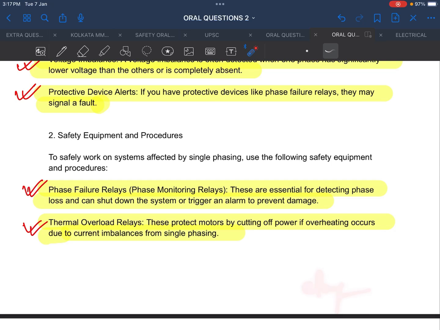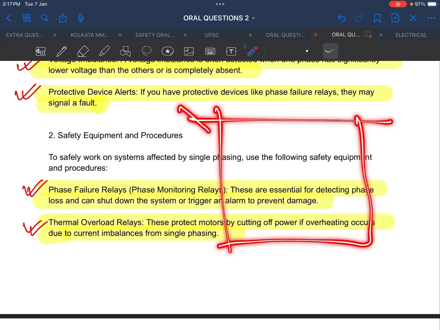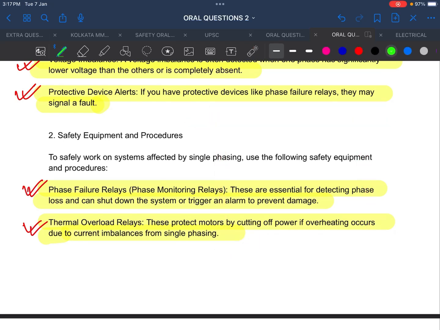Differential protection relay, what they are doing: we take some area, let's suppose this is the area, I will explain here. We put one CT here and one CT here. On two sides we are putting CTs, and we are protecting this area. Whatever cable is going, if there is any single phasing or anything happens in this protected zone, it will just disconnect the circuit.